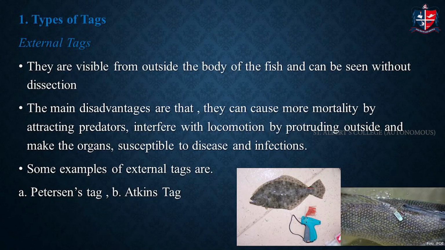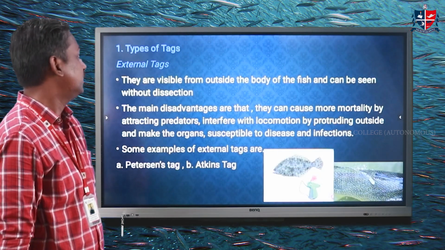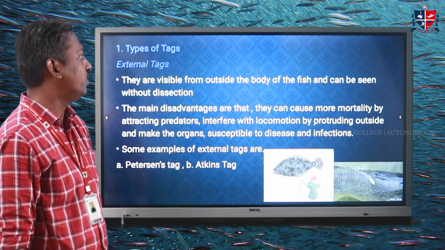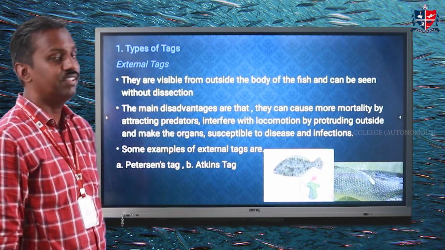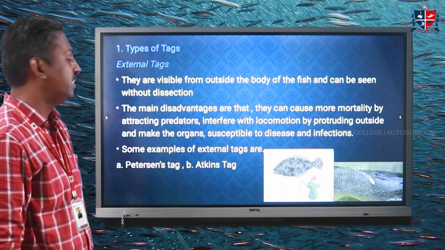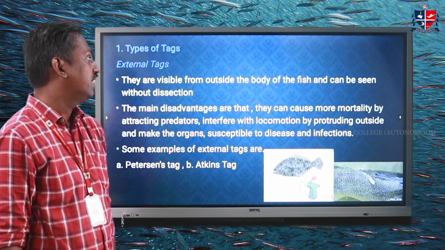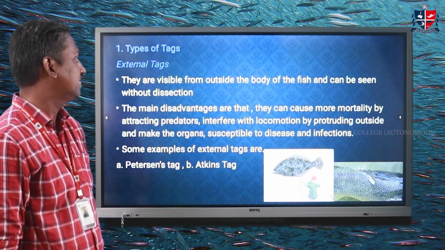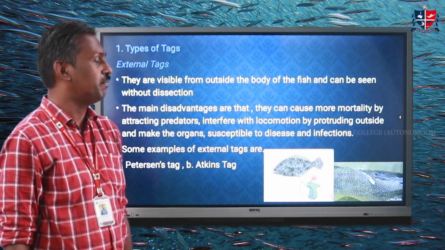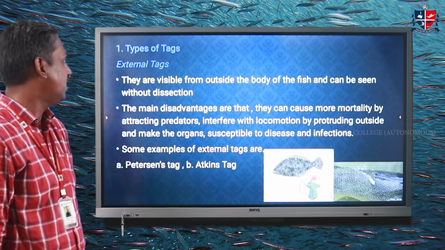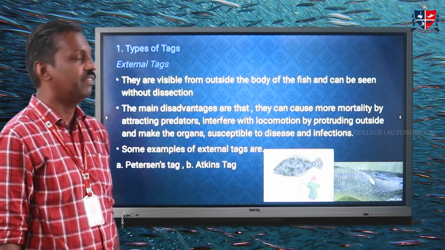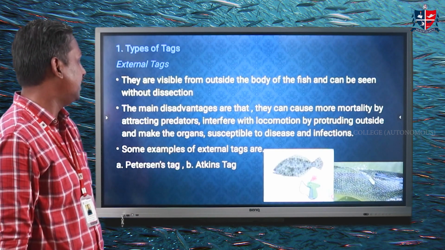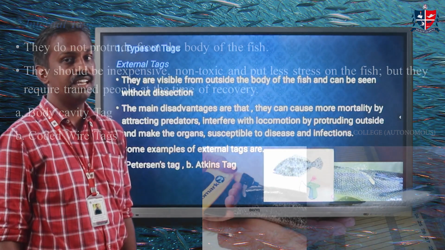Different types of tags. First one is external tag. These are visible from outside the body of the fish and can be seen without deception. The main disadvantage is that they can cause more mortality by attracting predators, interfere with the locomotion by protruding outside, and make the organs susceptible to various types of diseases and infections. Some examples of external tags are Peterson tags and Atkins tags.